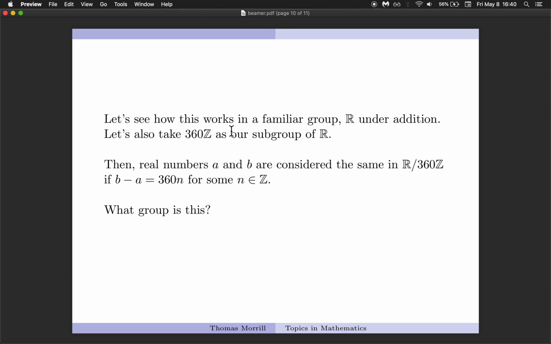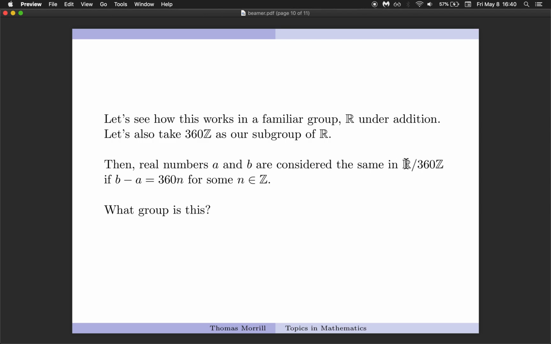And is it a group? Yes. 0 is equal to 0 times 360, so it has an identity. I know that the negative of one of these integers is still an integer multiple of 360, and that's good. And I know that if I take the sum of any two of them, then that will still be an integer multiple of 360. So yes, this is a subgroup of the abelian group R.